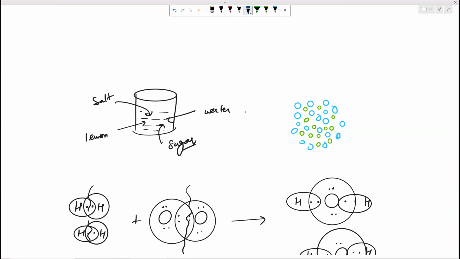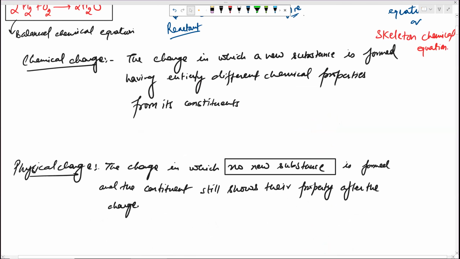And moreover, in the physical change, the substance goes into the intermolecular space of the substance. That's why they show their property. They are not making new bonds. Okay, you understood? Please note down the definition of chemical and physical change.